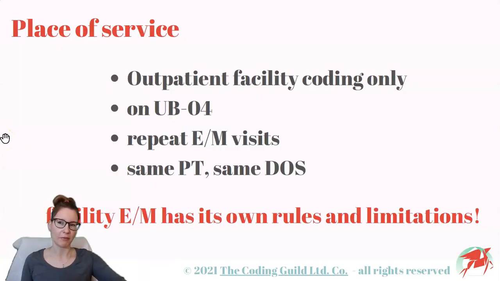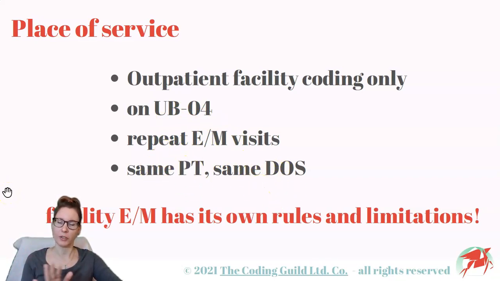First of all, we have to clarify that this modifier is used for outpatient facility coding only. If you are a profi coder, this modifier is not for you. Hospitals will submit modifier 27 on the UB04 hospital claim form for repeat facility EM services provided to the same patient on the same date of service.